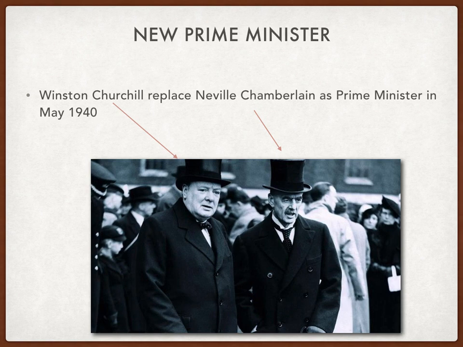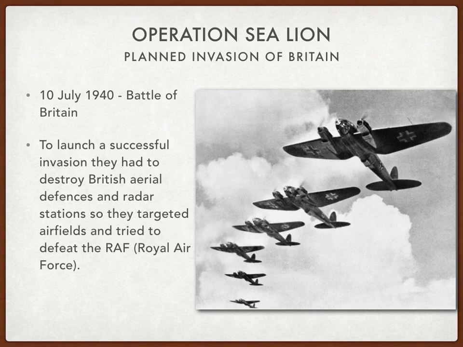So during the invasion of France, Neville Chamberlain, the Prime Minister of England, was replaced by Winston Churchill, with his policy of appeasement and execution of the war shown to be a complete and total failure. After Germany defeated France in June of 1940, they went to implement Operation Sea Lion. Operation Sea Lion was the name of the planned invasion of Britain. The Battle of Britain began on the 10th of July 1940, and the Germans realised that to launch a successful invasion of Britain, they would first have to destroy British aerial defences and radar stations.